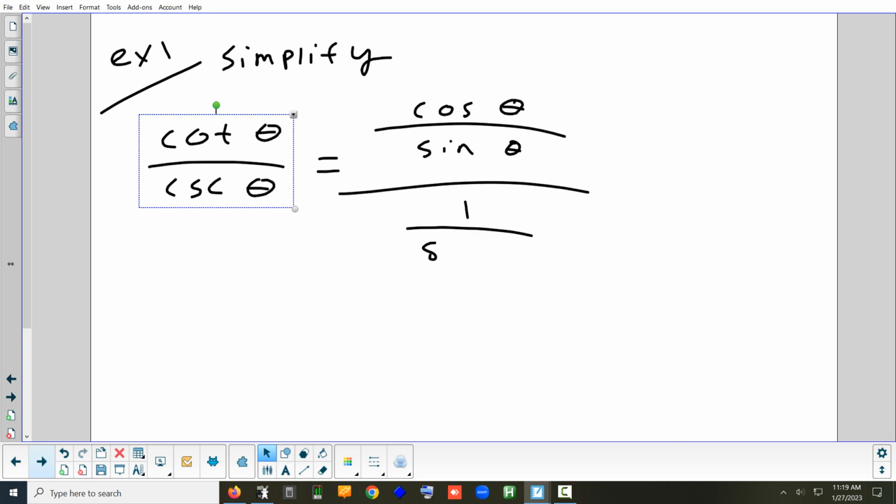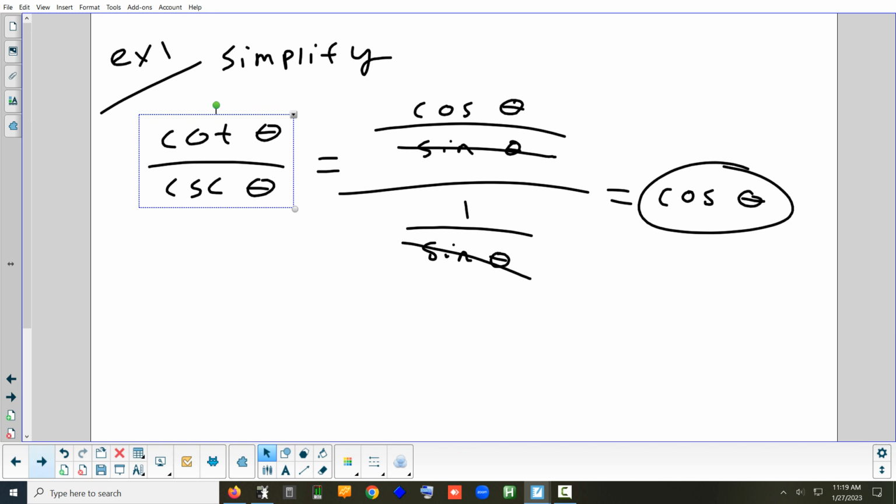Okay, 1 over sine. So now, what would happen there when you divide those? The sines would cancel out. And what are you left with? Just cosine. Okay, so that would be considered a very neat, very clean identity. It simplified quickly. There really weren't a lot of different ways you could even think about doing it, and you got a very nice answer.